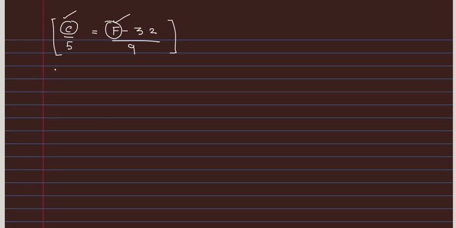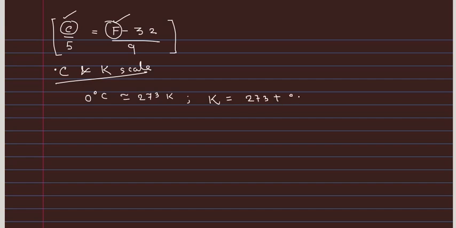And how do we interrelate the Celsius and the Kelvin scales? Well, since we saw that 0 degrees Celsius, which is the temperature at which ice melts, corresponds to 273 Kelvin, from there we can write that in order to find the temperature in Kelvin, we will have to add 273 to the temperature which we measured in degrees Celsius.